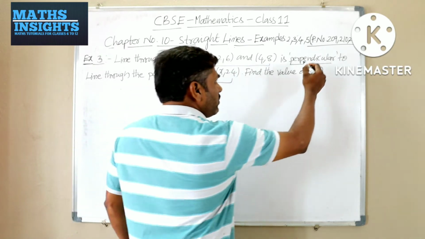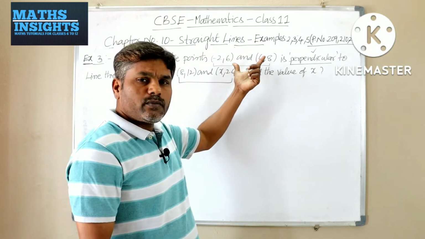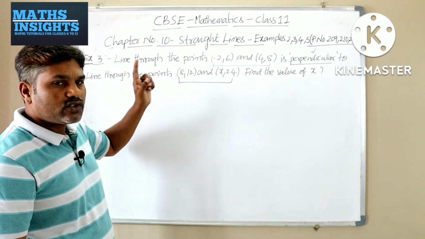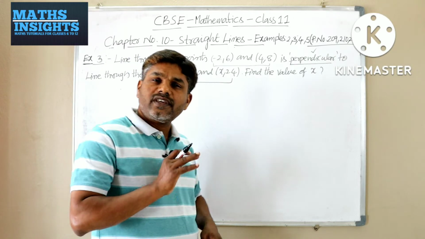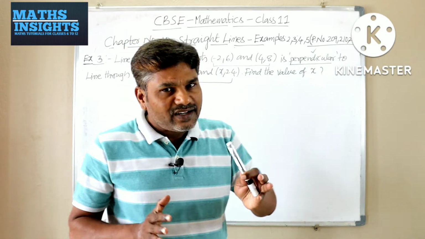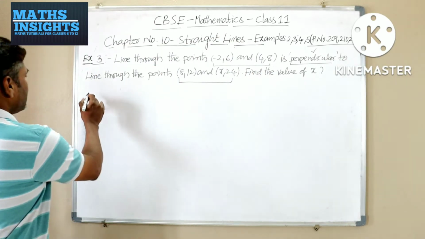So, our given lines are perpendicular to each other. I will find the slope by using the first 2 points of the first line, and I will find the slope of the second line by using the same formula. Then I will take the product of their slopes and equate it to minus 1. Shall we see the solution?